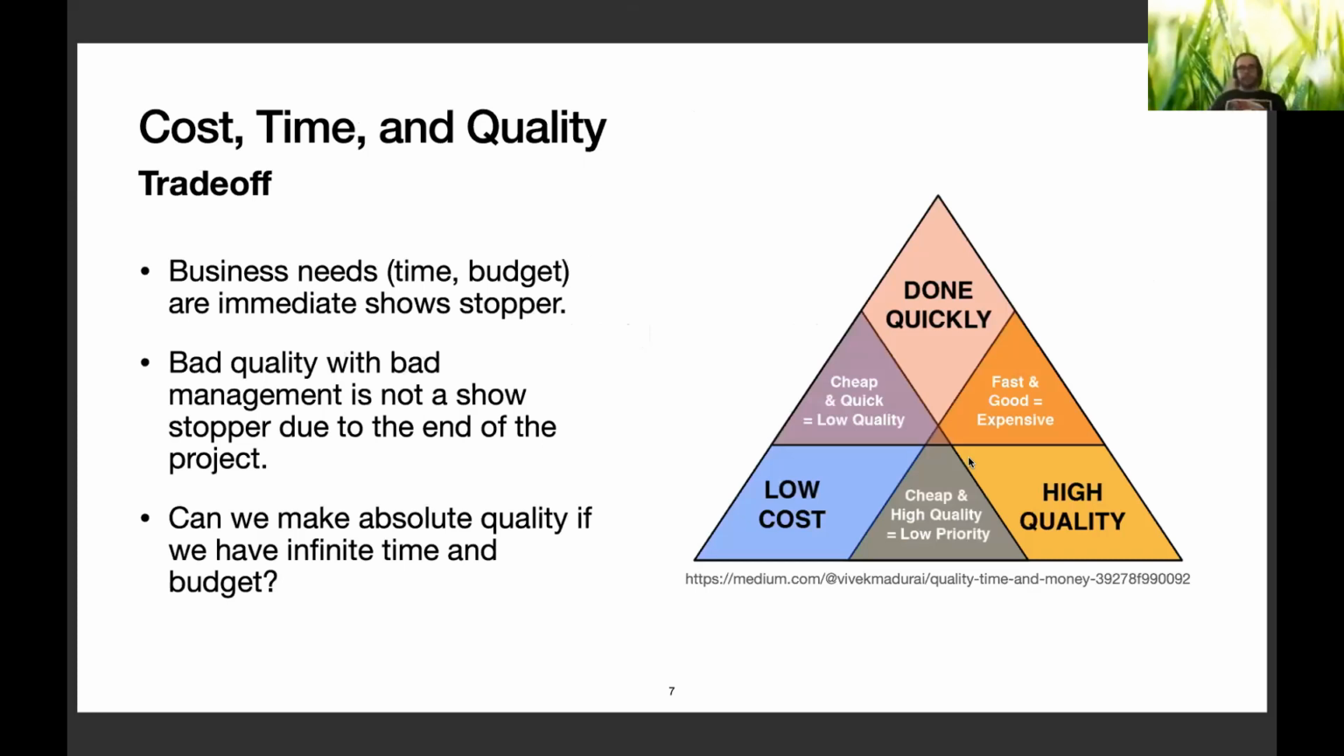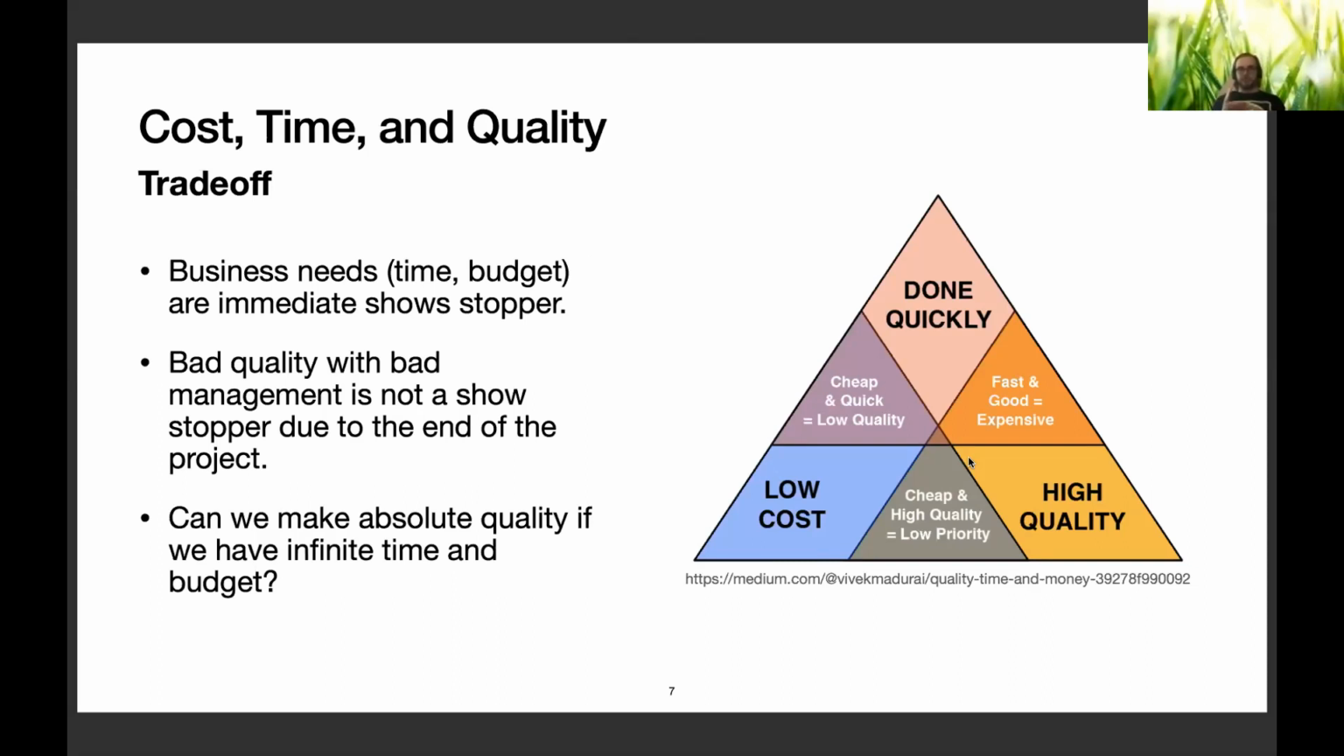And next slide. The picture on the right side you should have seen many times, and it's not original, because the classical idea is that we have three properties of any system: low cost, fast development, and high quality, and we can select only two of them.